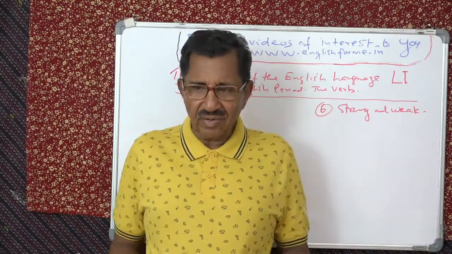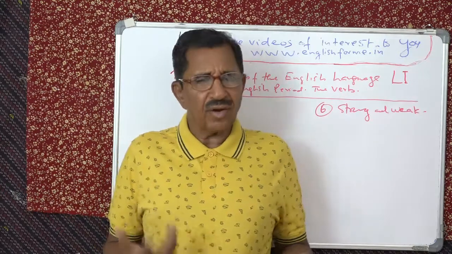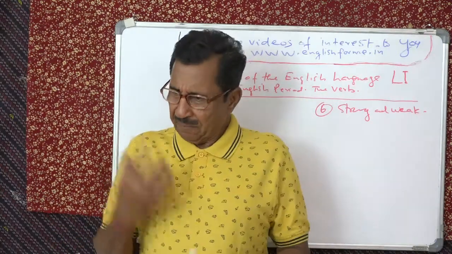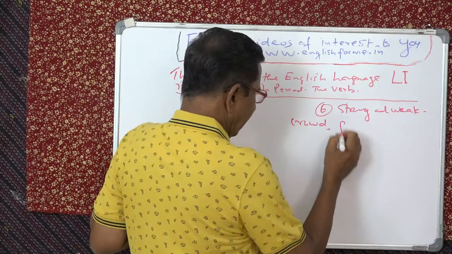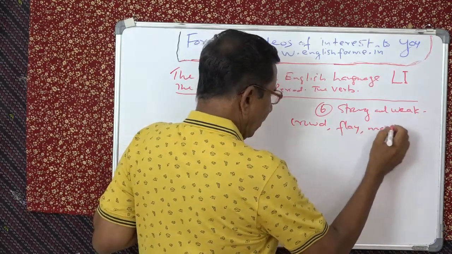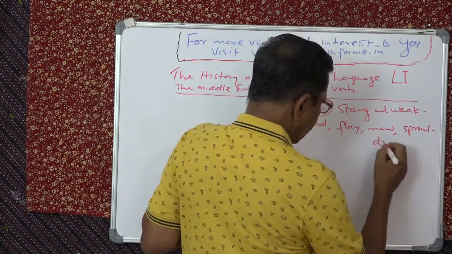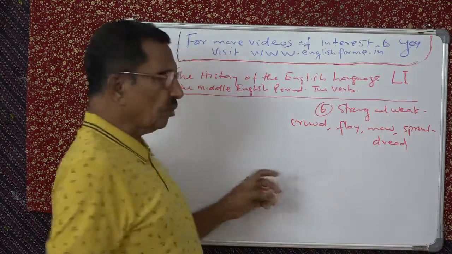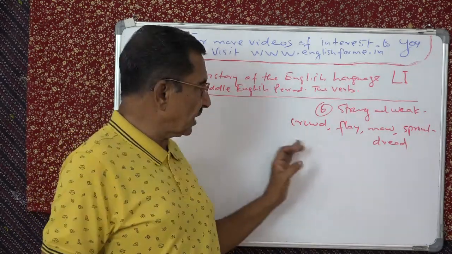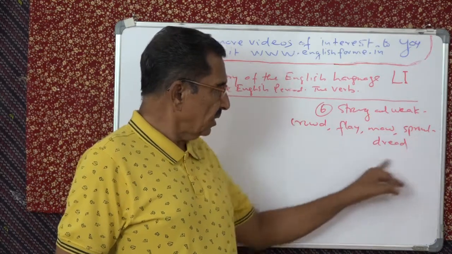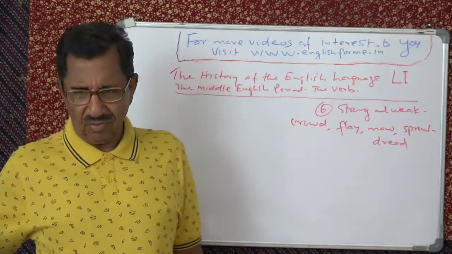See, there are many strong verbs in Old English, like crowd, flay, mow, dread, sprout. Strong verbs, but when you come to the end of the 16th century, they became weak. That's why we have crowded, flayed, mowed, sprouted, and dreaded. Or sometimes sprouted, I think that is more common.